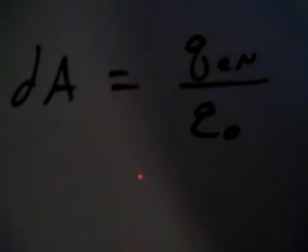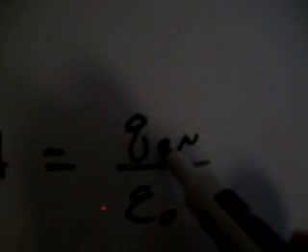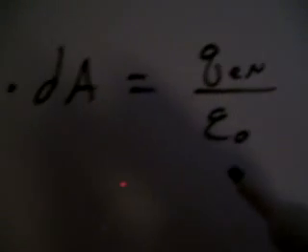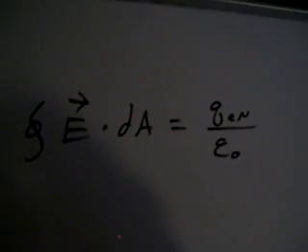I'm going to do number 18 from chapter 24. First of all, we have Gauss's law that we're going to use for this problem. And that is the electric field times the derivative of the area, and not just times, it's the dot product, equals the enclosed charge of the Gaussian surface over epsilon naught. So that's what we're going to use.